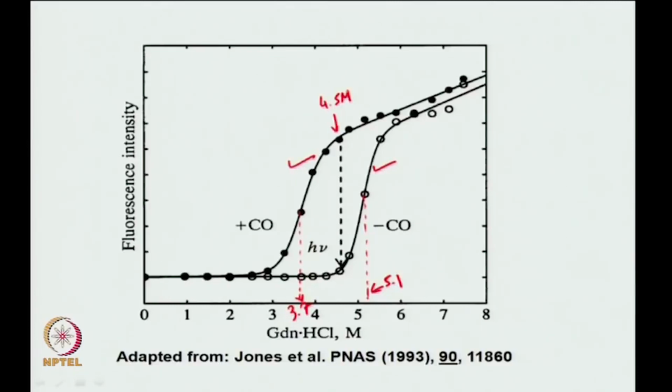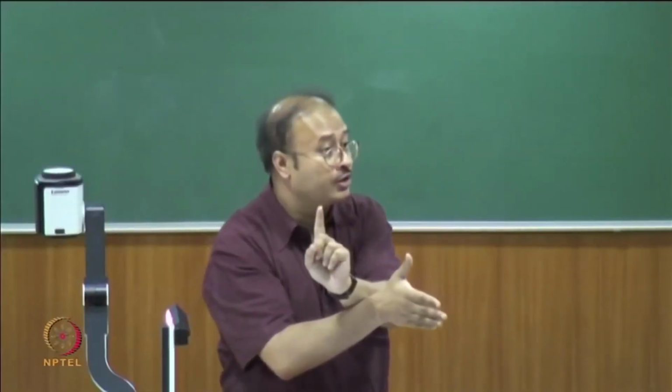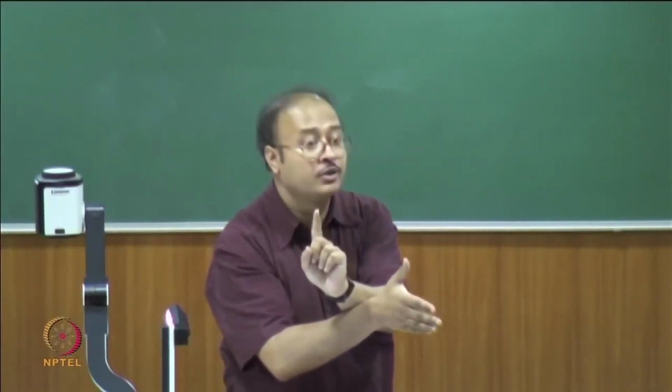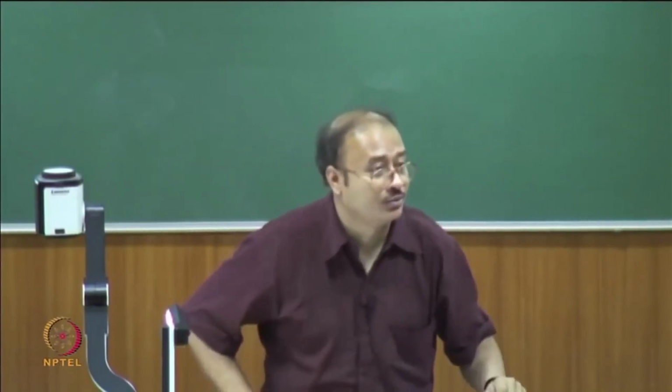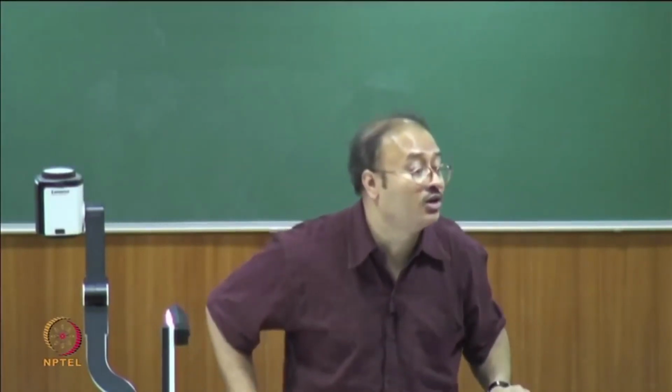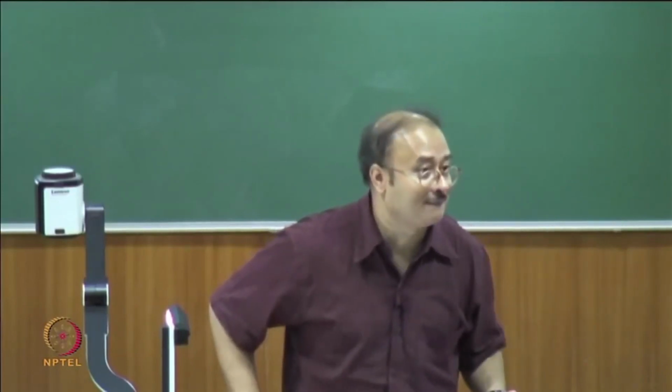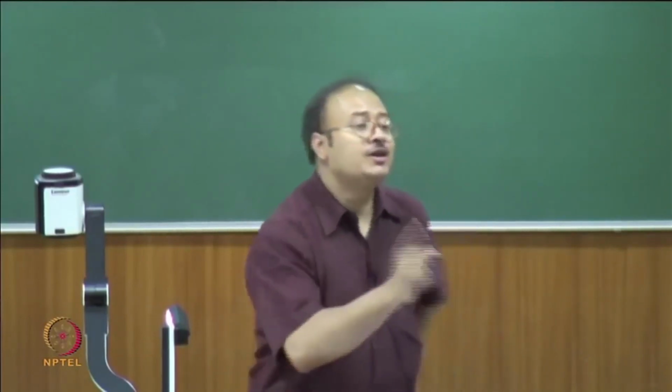For the upper curve, which is the with-CO curve, 4.5 molar lies in which part of the curve? Does it lie in the folded part or the unfolded part? It lies in the unfolded part, right. That means your transition is already over. Good. Okay. Now, if you draw a vertical line, that means you have not changed the guanidinium hydrochloride concentration, right. If you come to the other curve where there is no CO, where does this 4.5 molar now lie? It lies in the folded baseline. Okay. Now, do you understand the difference?